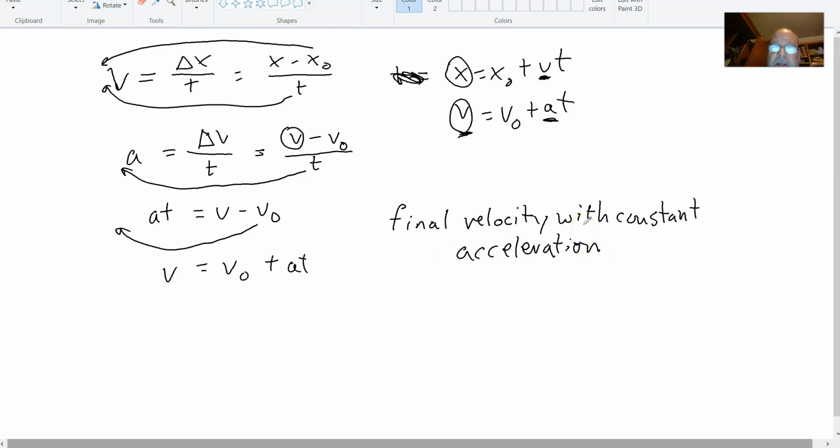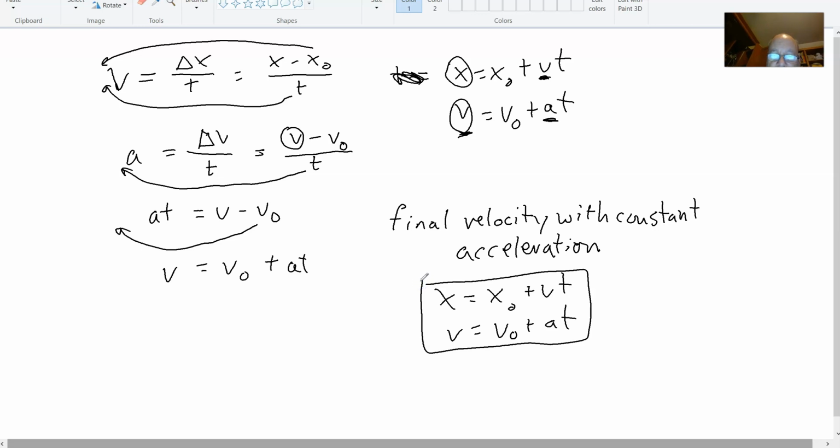Okay, so that's my second formula. We've got two formulas now. X equals x0 plus v times t, and v equals v0 plus acceleration times time. Okay, this is two of our big five, and again, these are the simplest ones because they come directly from the velocity and the acceleration definitions. Okay, all we did was just rearrange them to give us a final answer that makes more sense in certain circumstances.